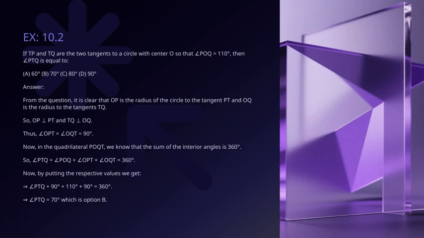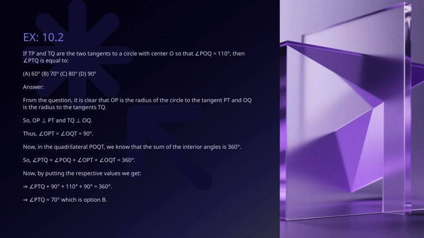From this, we can deduce that OPT and OCT are both right angles, so each measures 90 degrees. This leads us to the important conclusion that OP is perpendicular to PT, and similarly, TQ is perpendicular to OQ. Recognizing these perpendicularities helps us understand the geometric relationships better.